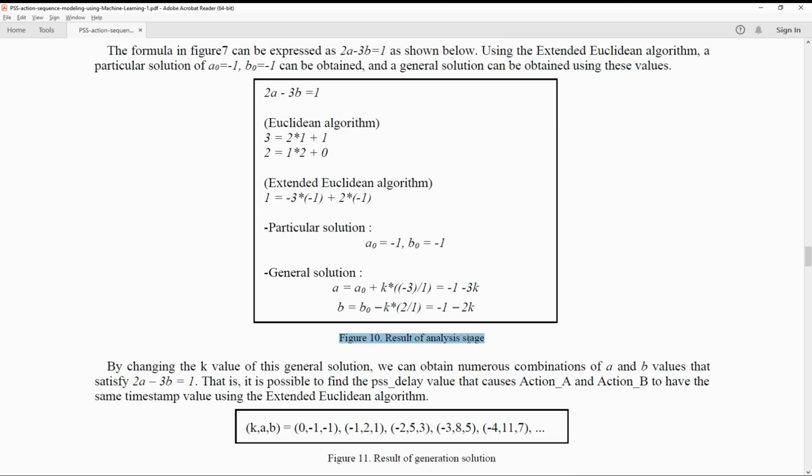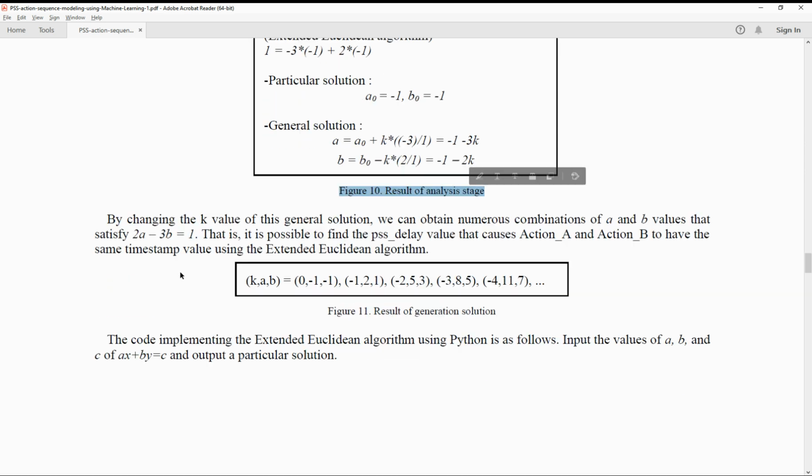Figure 10, result of analysis stage. By changing the k value of this general solution, we can obtain numerous combinations of a and b values that satisfy 2a minus 3b equal to 1. That is, it is possible to find the PSS delay value that causes action A and action B to have the same timestamp value using the extended Euclidean algorithm.